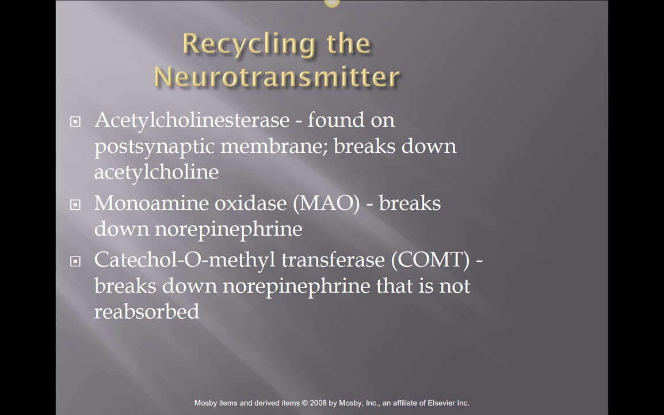So stopping neurotransmitters, which they also call recycling neurotransmitters, occurs when we have something that usually ends with "ase." Any enzyme that ends with "ase" works to break down another molecule. So acetylcholinesterase is found on the postsynaptic membranes.